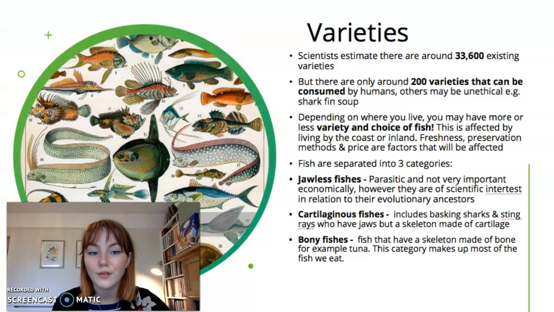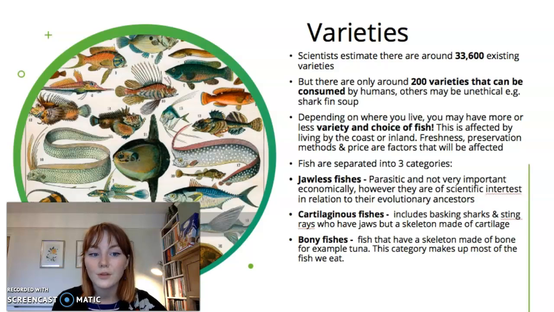So starting with varieties, scientists estimate that there are around 33,600 existing varieties of fish, but humans typically only consume around 200 different varieties. We don't consume other varieties simply because they may be poisonous to us, they may be endangered, or it might be taboo for us to eat them. So for example, it's taboo in this country to eat shark fin soup.